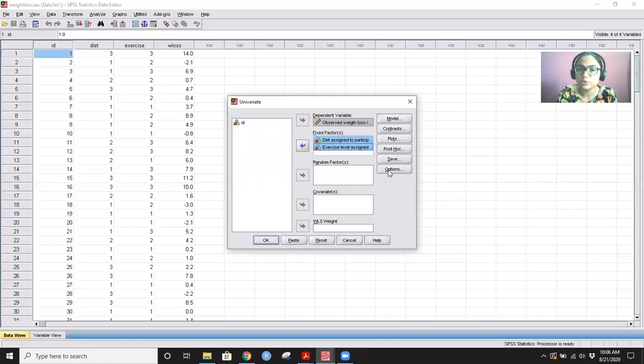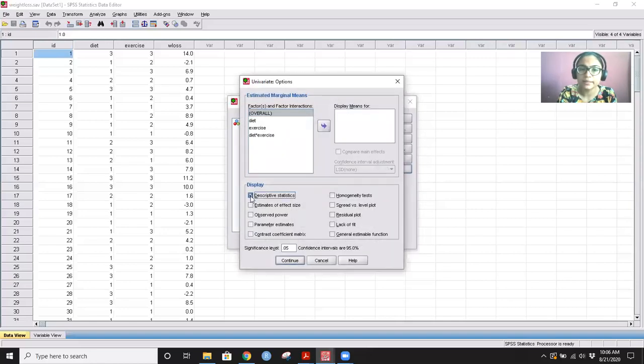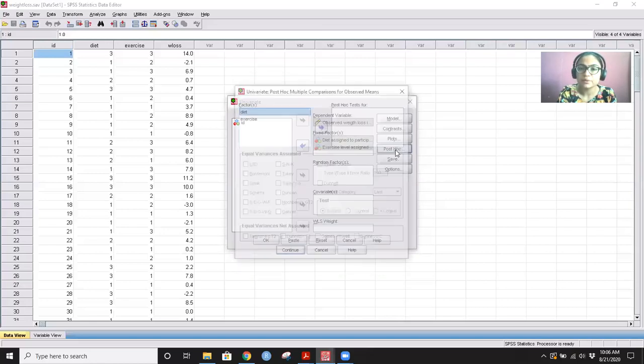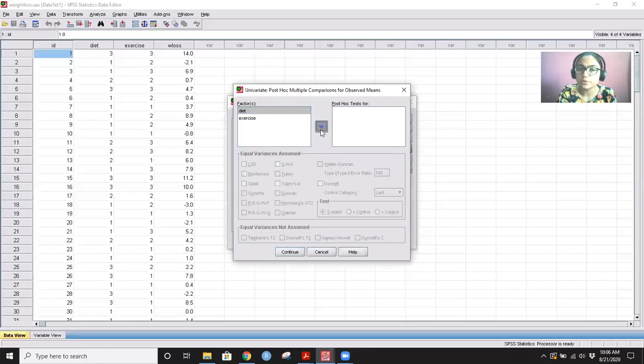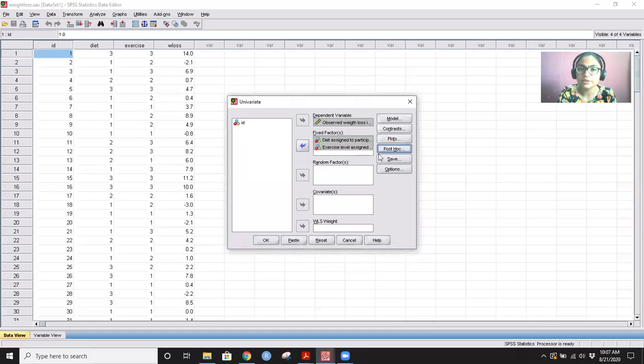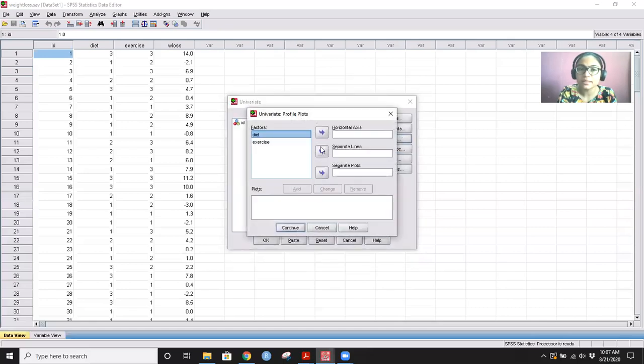And then we go to options. I'm going to look at descriptive stats, homogeneity tests, estimates of effect size, and significance level is at 5%. Let it be. Continue. And then we go to post hoc. So I want post hoc tests to be done for both my categorical variables, and the variances assumption, that is the homogeneity assumption, I want it to be tested by Tukey. Okay, continue.